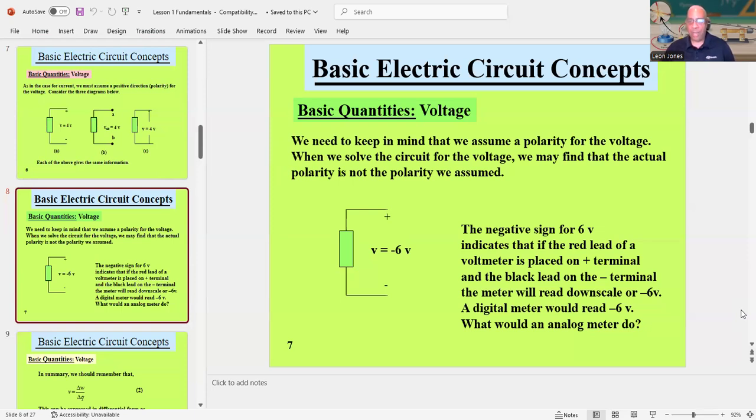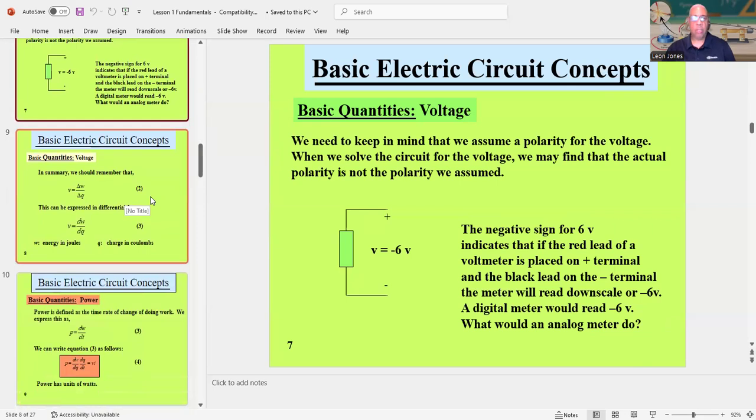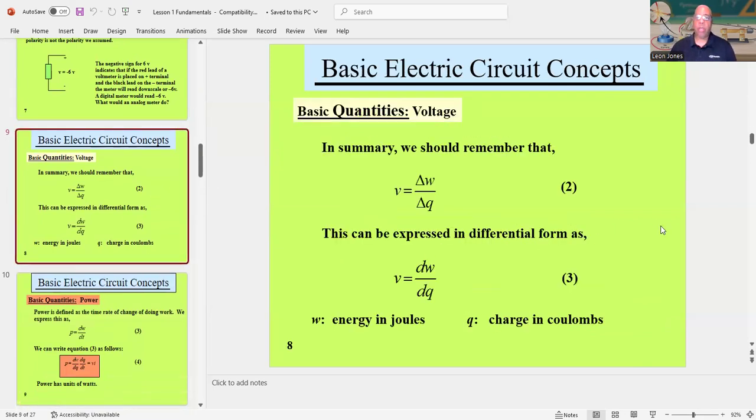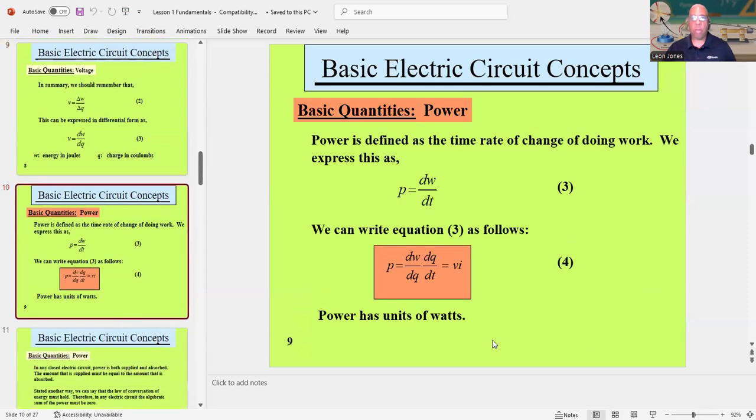So what would an analog meter do? Now, again, we're using a lot of digital. We're not using analog as much as we used to. So, in summary, we should remember that V equals delta W over delta Q. This can be expressed in differential form as V equals dW/dQ. You can always find a derivative if you're utilizing calculus, but I'm not going to go into calculus, but I'm going to show you how all these equations work, because now I'm going to talk about power.